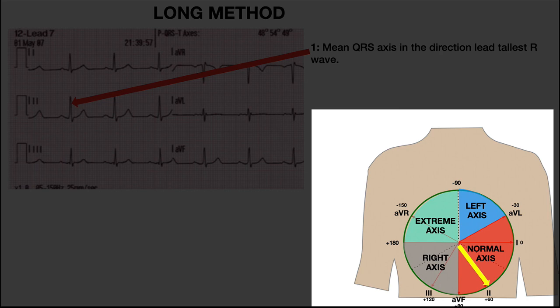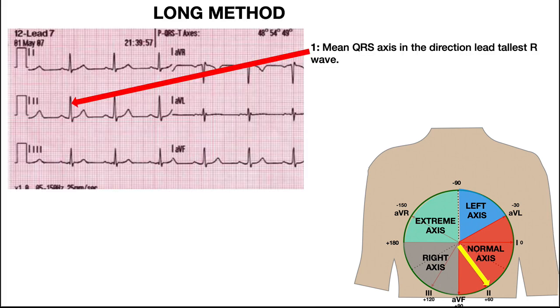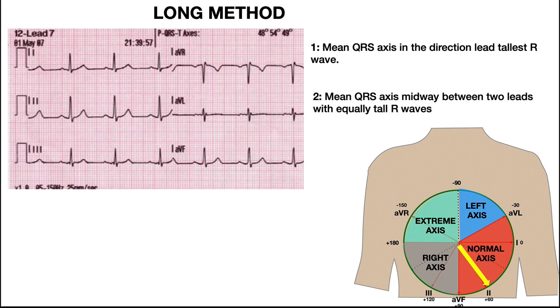And so you can now use the following rules which I'm going to mention to reinforce that yes, the axis is definitely at plus 60 degrees. So you're going to use rule number 2. The mean QRS axis is midway between two leads with equally tall R waves.